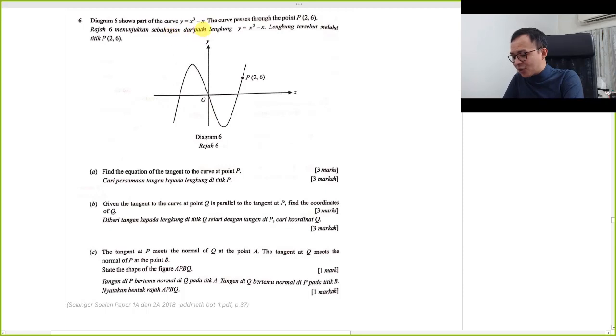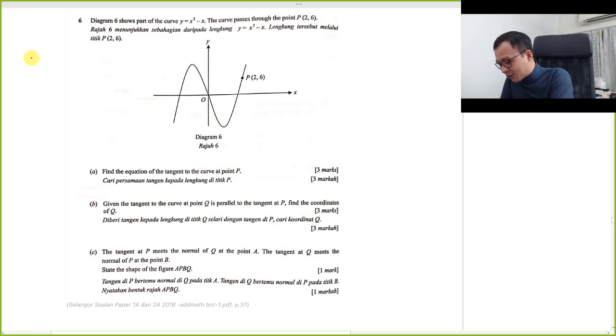Diagram 6 shows part of the curve y equals x cubed minus x, and the curve passes through the point P. Alright, so first thing, find the equation of the tangent to the curve at the point P. We already learned how to find the equation of a tangent, isn't it? So we follow back our steps here.